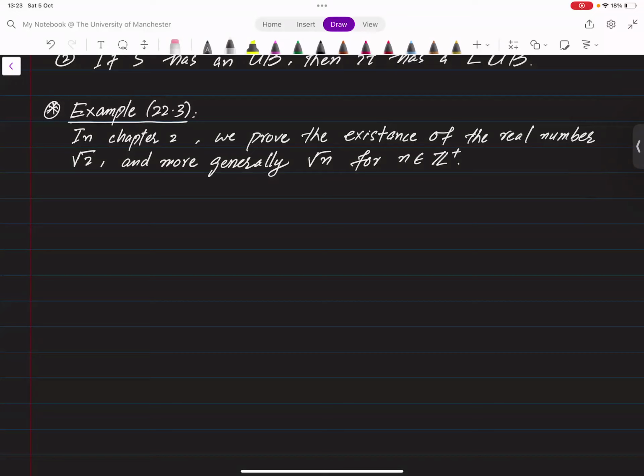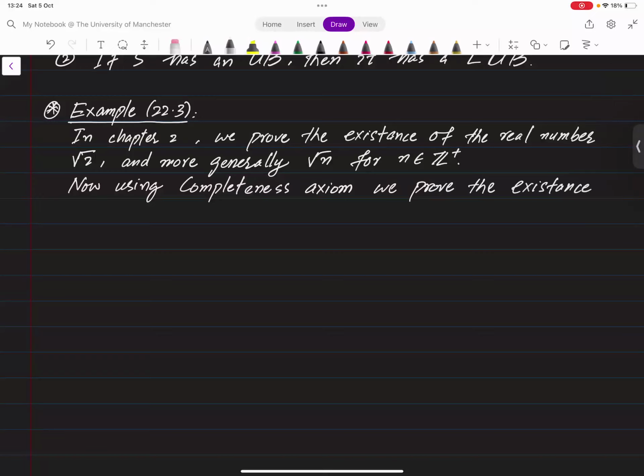So now, using the completeness axiom, we prove the existence of the cube root of 2, which is 2 to the power 1 over 3.